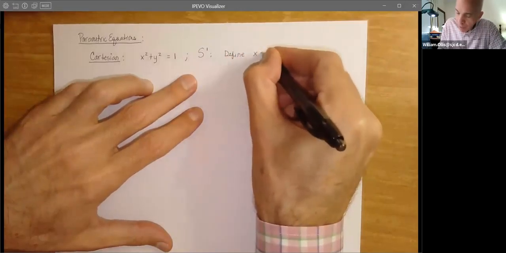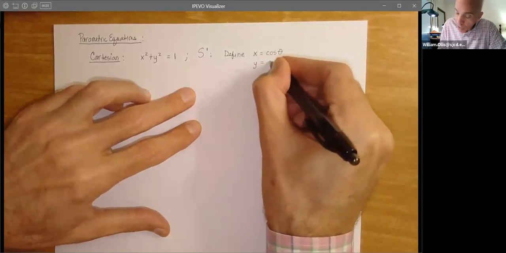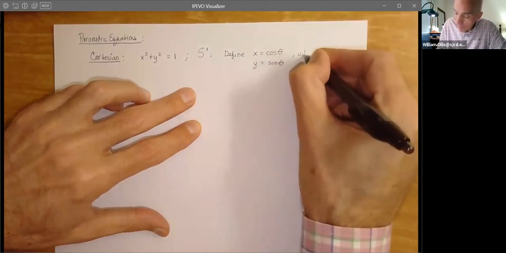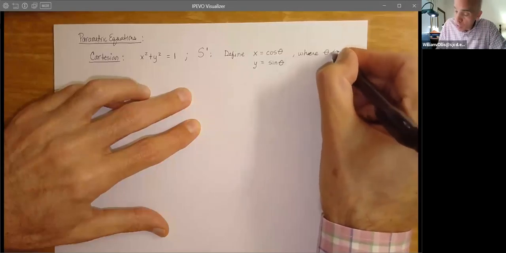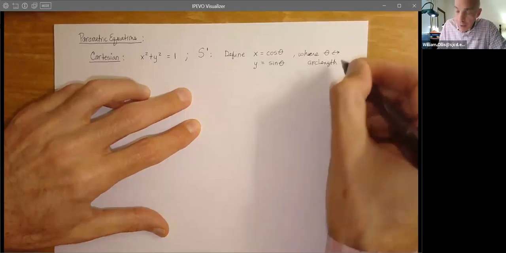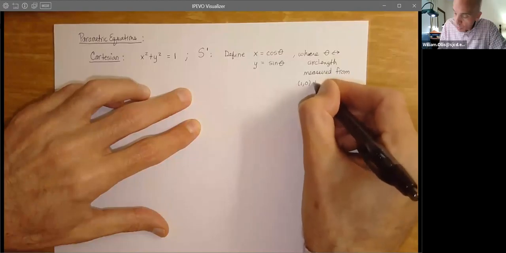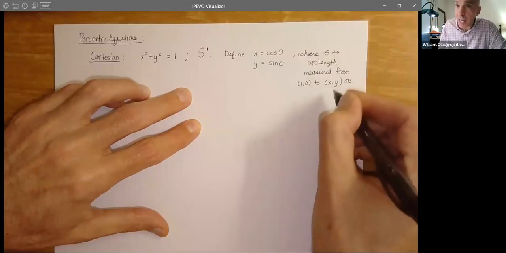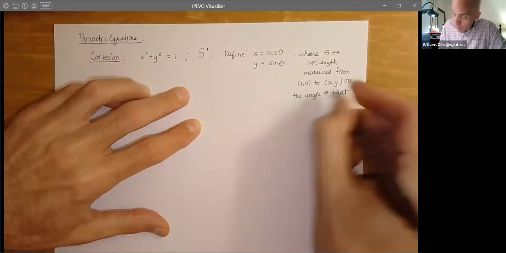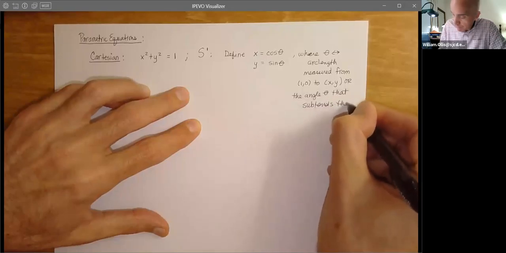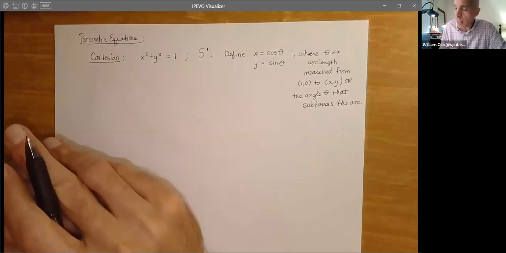Well, then that's not a problem, because if we think about S1, and we can use theta if you want, we define the x coordinate on the unit circle to be cosine theta, or cosine t, and we define the y coordinate to be sine theta. We had two interpretations, depending where you start, for the unit circle: theta corresponds to arc length measured from (1, 0) to the terminal point (x, y), or just the abstract angle theta that subtends the arc.